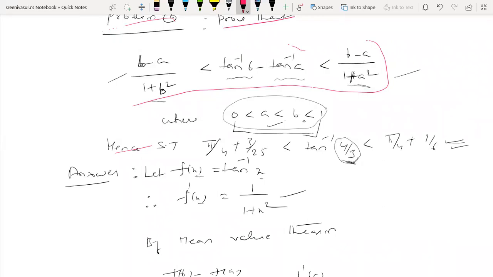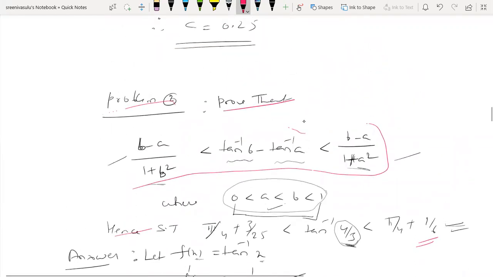by substituting a and b values, we get this inequality. But choose the a and b values in a proper manner, then only we get this result. Here, how do we choose f of x? Here there is no f of x in this problem. In the previous problem we had an f of x. Now here there is no f of x.